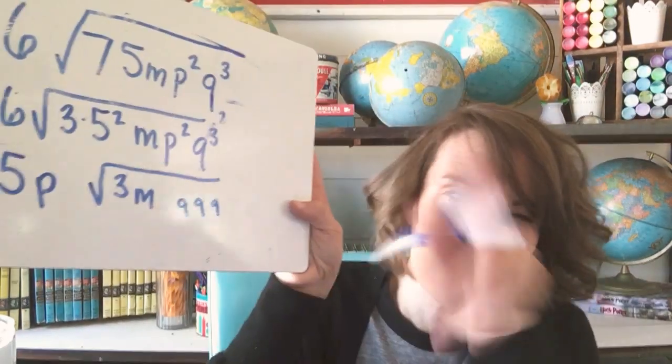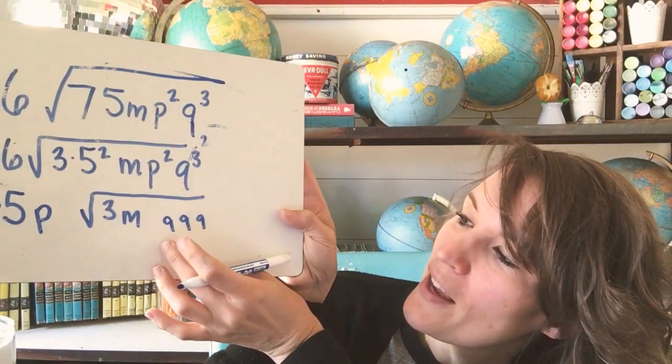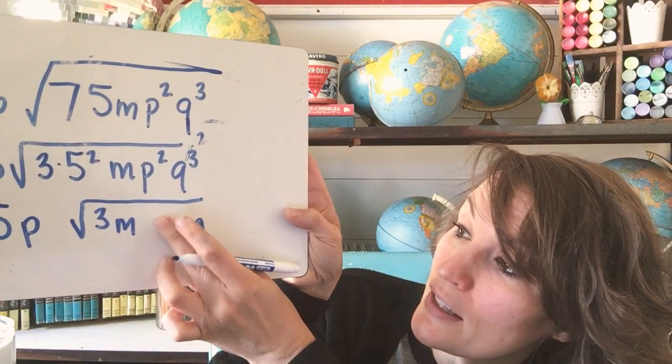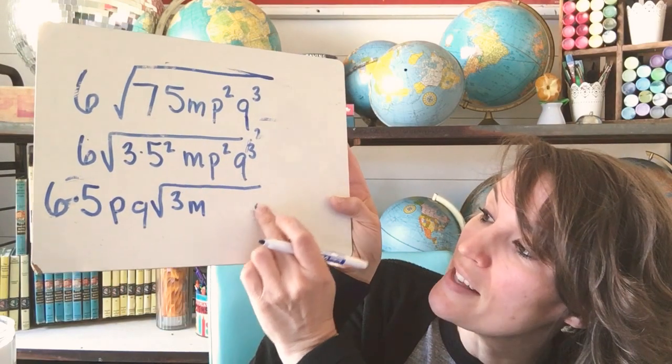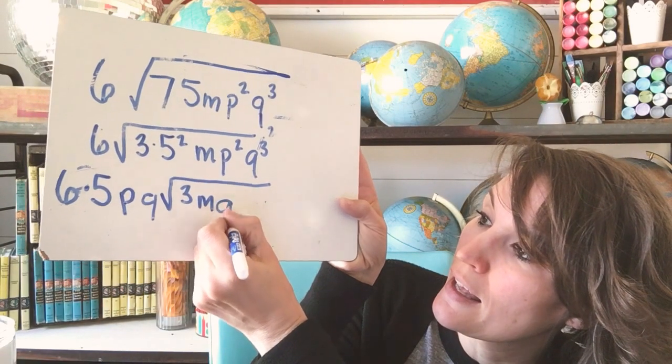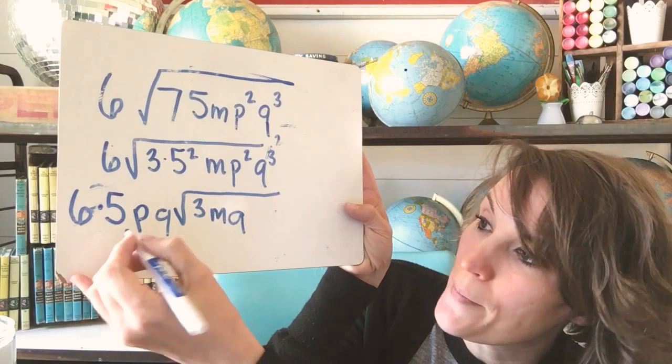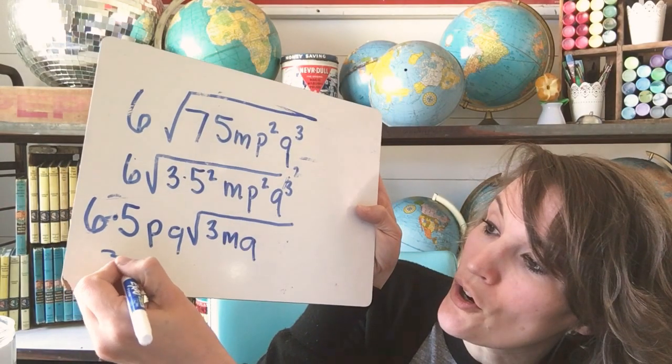Q cubed. Now, let's write this out so we can see it. That's Q, Q, Q. Okay, so these 2 Q's leave, only 1 survives, and this Q has to stay. So let's tidy things up. 6 times 5 is 30. 30 p q root 3 m q.